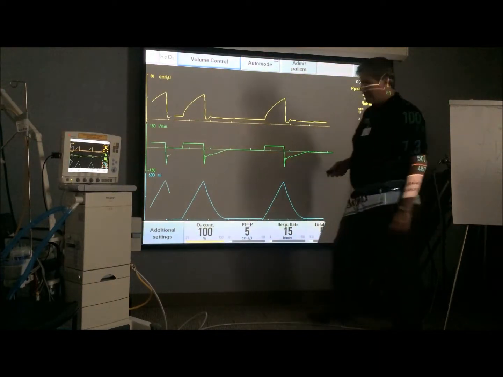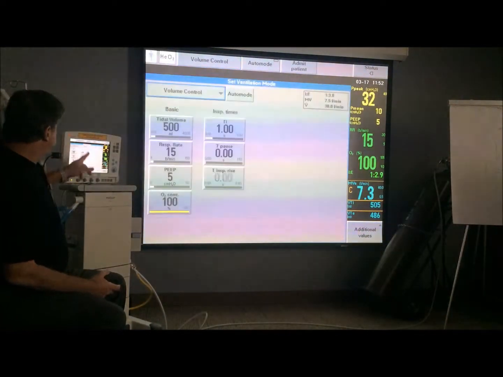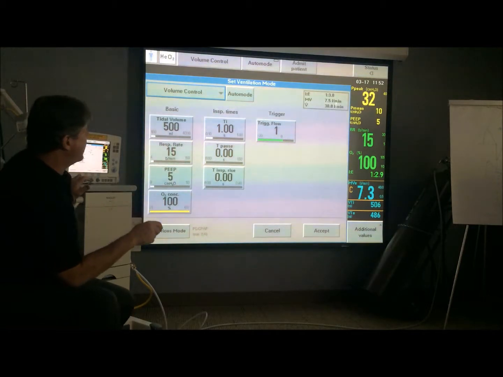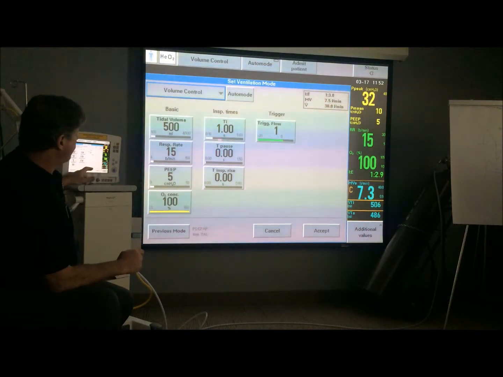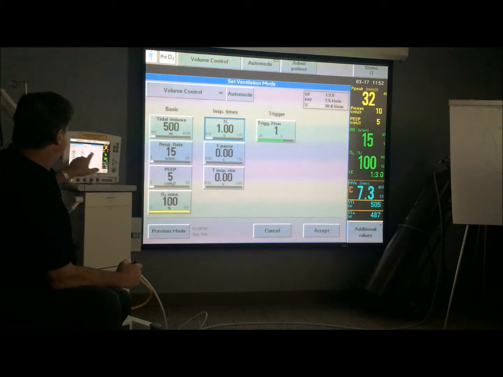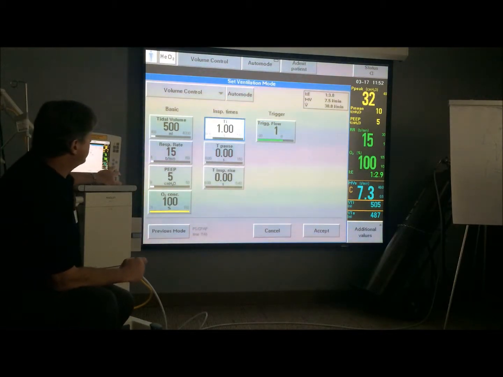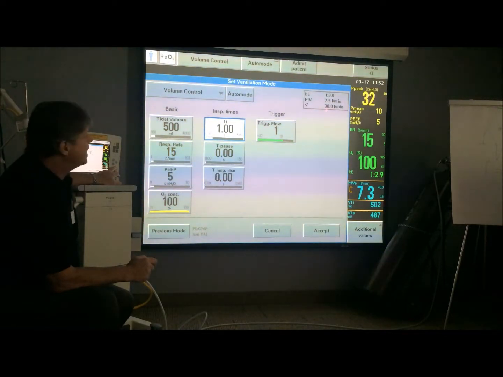If I go back to the ventilator and make a setting change, but before I do that, notice here that the amount of flow I'm delivering is 30 liters per minute, and I'm delivering it for 1 second. So 30 liters per minute times 1 second equals 500 cc's. If I said I want to deliver the same volume in half the time, what do you think is going to happen to this number? It's going to go up.